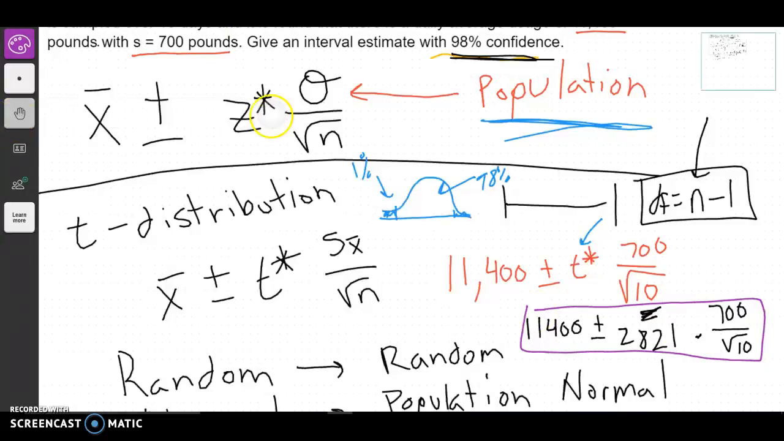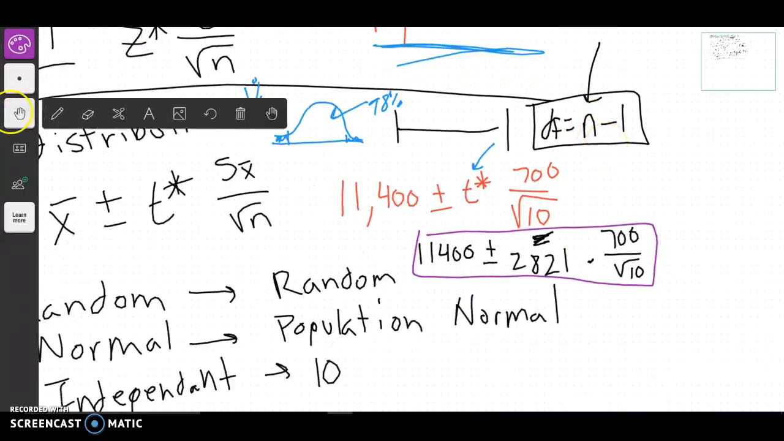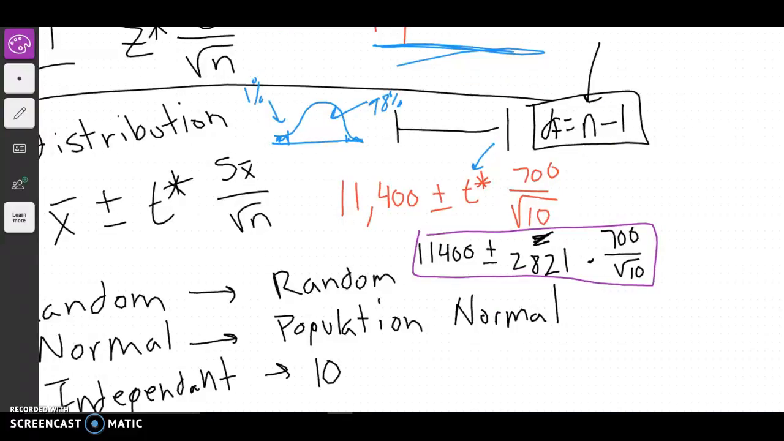Let's break down a little bit of this. This again we would work out to get our interval, and we would say that we are 98% confident that the true mean falls between this and this. The other thing is this is going to be called our standard error. What your standard error tells you is approximately how far away the average distance is from the actual mean.